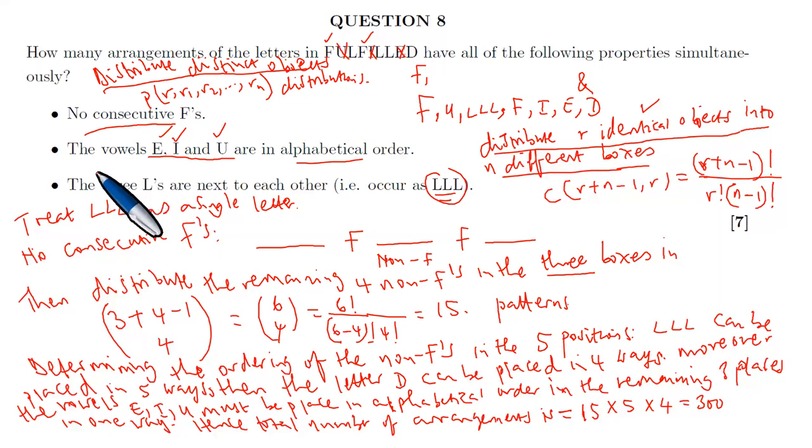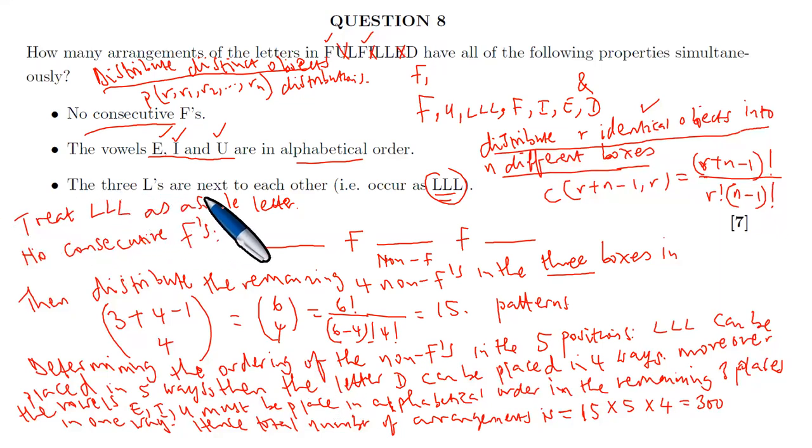the remaining objects. And you are saying obviously the vowels, E, I, and U are in alphabetical order. So if they're in alphabetical order, they can be ordered alphabetically. We have analyzed that, and we shall proceed to analyze it wherever we wrote it in the solution.